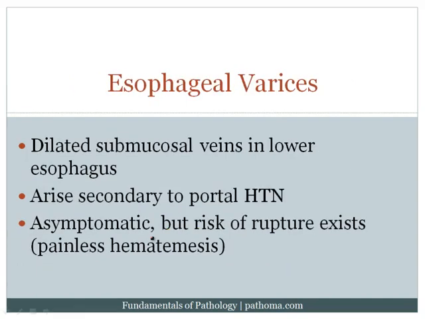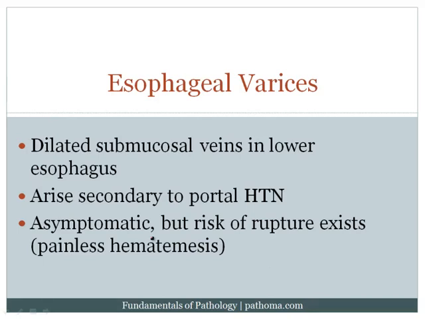Esophageal varices are when you get a dilated submucosal vein in the lower esophagus, and this is going to arise secondary to portal hypertension. Let's remind ourselves of a little bit of anatomy. Remember that there are two ways by which the veins of the esophagus drain. Most of the esophageal blood actually drains via the azygous vein into the superior vena cava. However, there is some of the blood that drains from the left gastric vein into the portal vein, so that some of the blood from the esophagus does drain into the portal circuit.